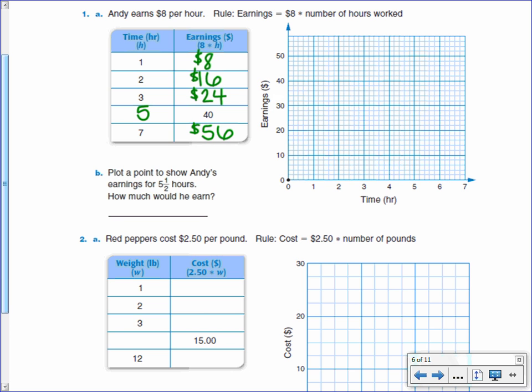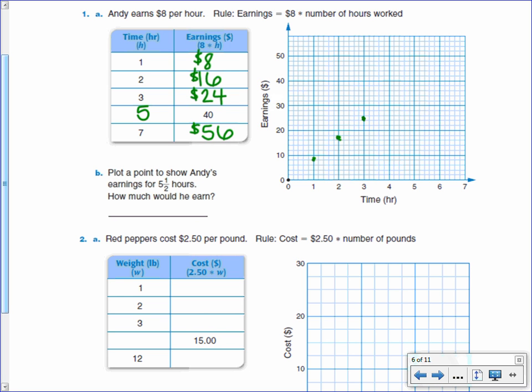Okay, so let's make another little graph. After 1 hour, he is making $8. Remember, each of those little lines is worth 2. Oh, this smartboard is driving me nuts. 2 hours, he's making 16. 3 hours, he's making 24.